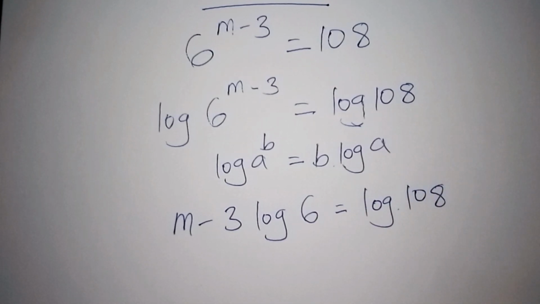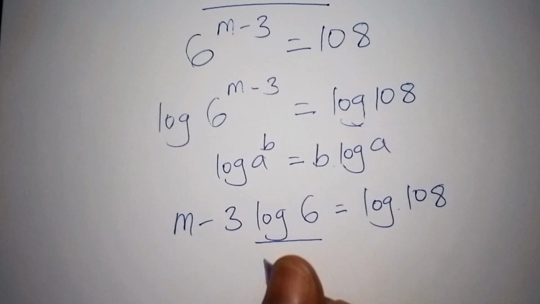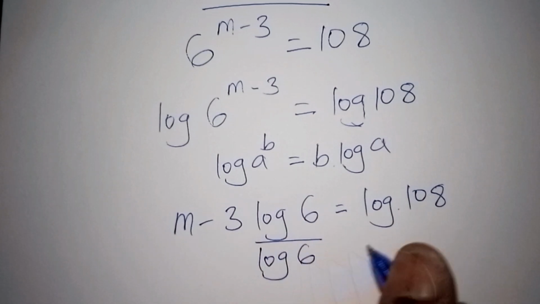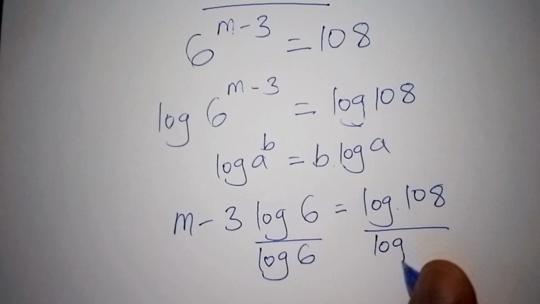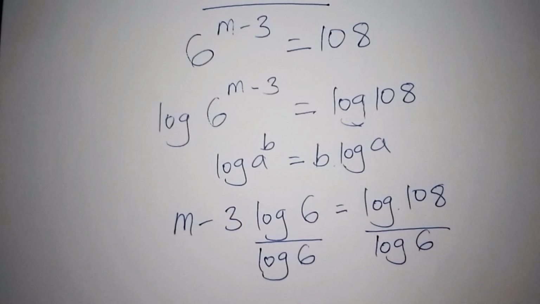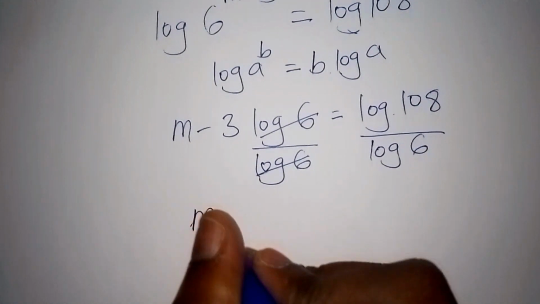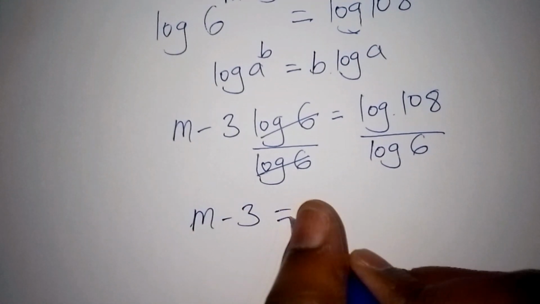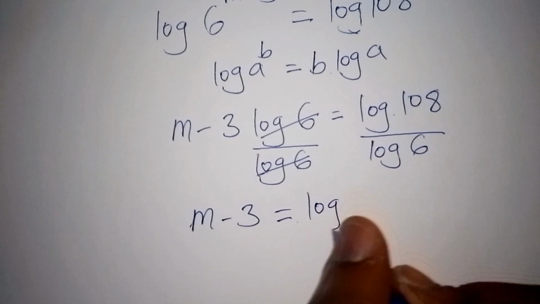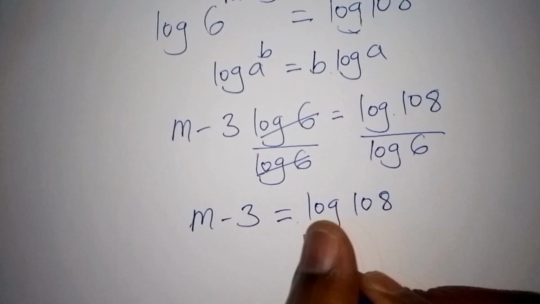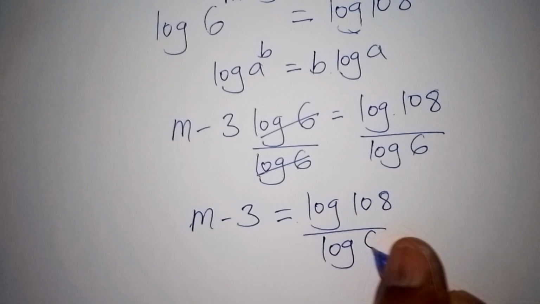Now if we want to remain with m minus 3, we need to divide both sides by the log of 6. The log of 6 and the log of 6 shall cancel. So in this case we shall remain with m minus 3, which is equal to the log of 108 all over the log of 6.